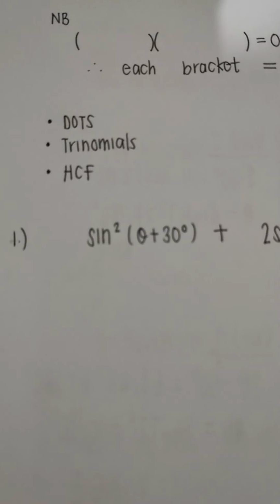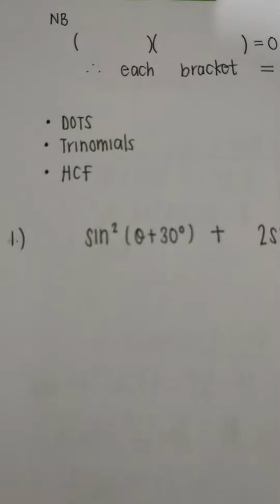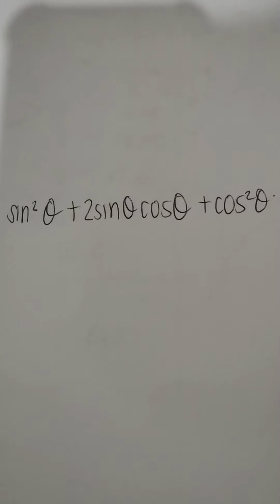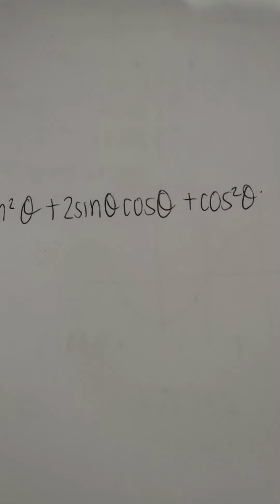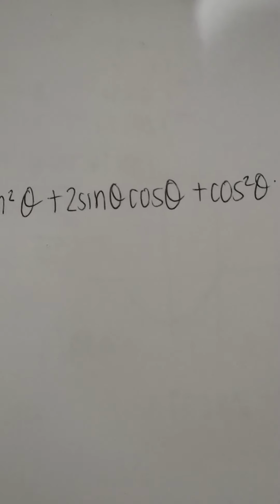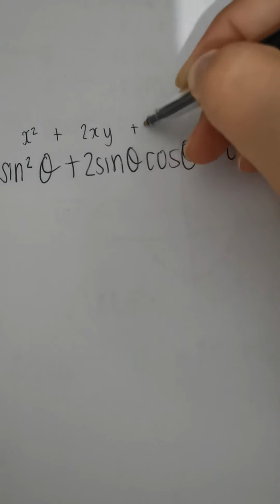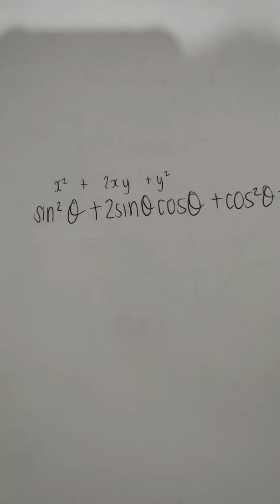Just this time, you're going to have trig ratios, right? Don't be scared. Let's scribble over here. Let's say I have sine squared theta plus 2 sine theta cos theta plus cos squared theta. You look at it and think, oh crap, what do I do with something like this? A nice thing to remember, to make it easier for yourself, is to change this to x squared, this to 2xy, plus y squared. There we go. We simplified that.